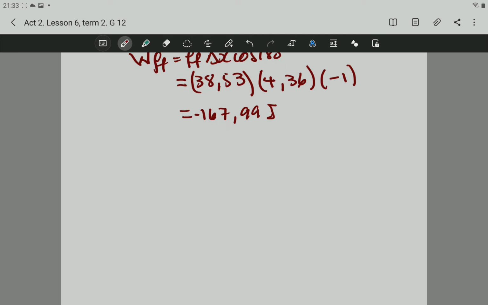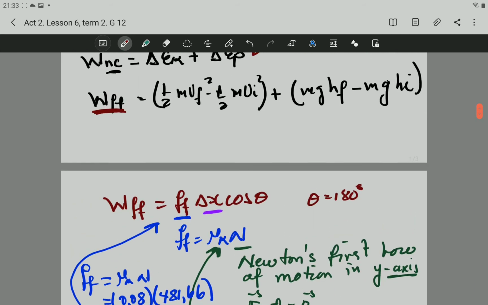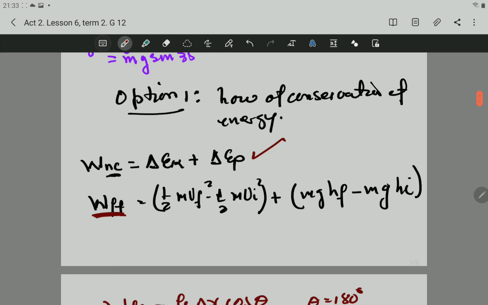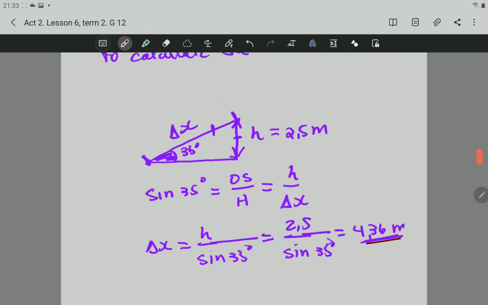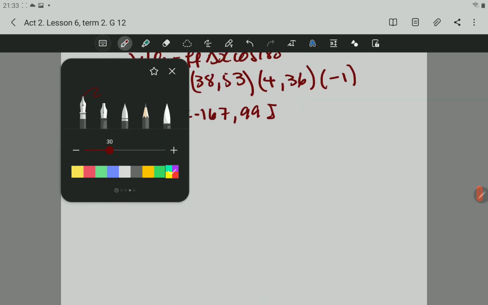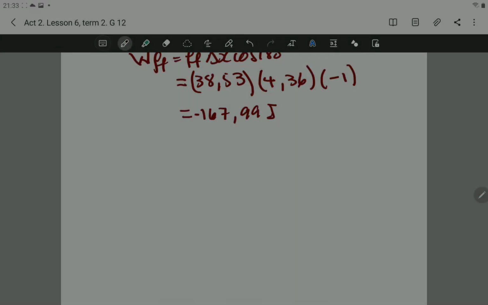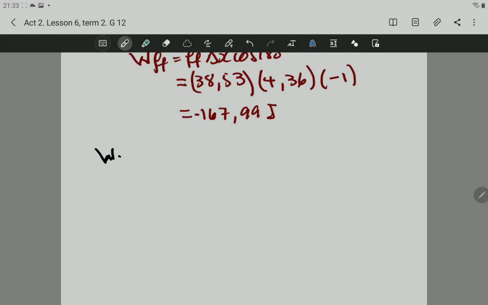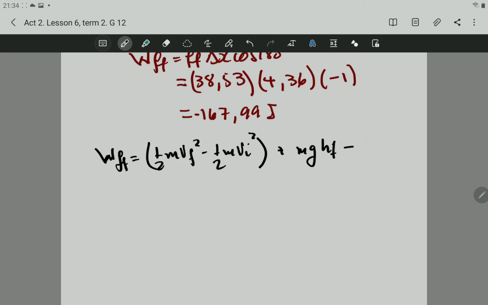All right, so remember, we have this one here. We're looking for the final velocity or final speed. That is what we're looking for. So let's rewrite the equation here before we start substituting everything. The work done by the frictional force is equal to half mass final speed square minus half mass initial speed square, everything plus mass acceleration due to gravity final height minus mass acceleration due to gravity initial height.